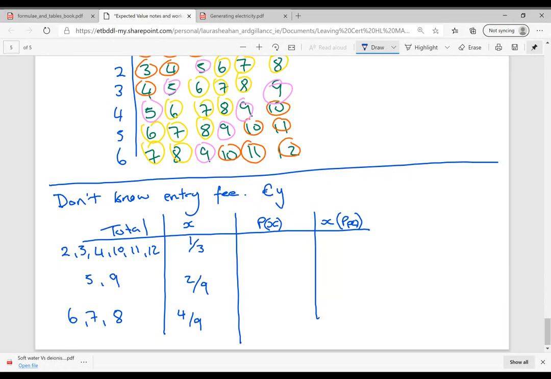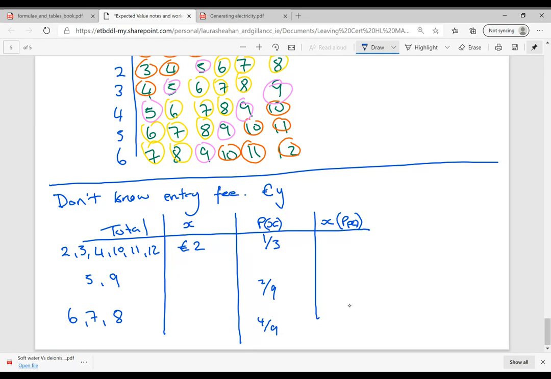So if I get 2, 3, 4, 10, 11, and 12, I am still, oh sugar, I've written my probability in the wrong section, apologies. If you did that, very easy, just switch the top. My probability should be in the PX section. So my X, if I get 2, 3, 4, 10, 11, and 12, I'm still winning €2, so I'm not doubling my money. I'm just winning €2 here, whatever the entry fee is.